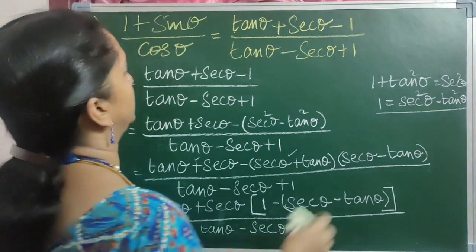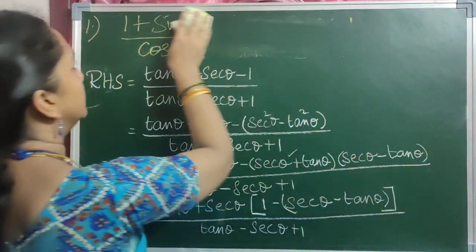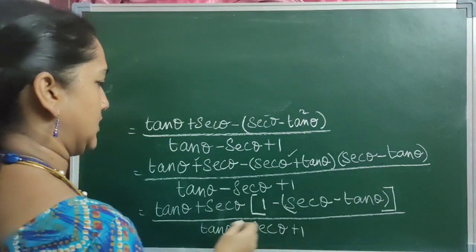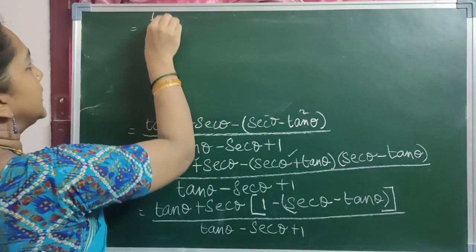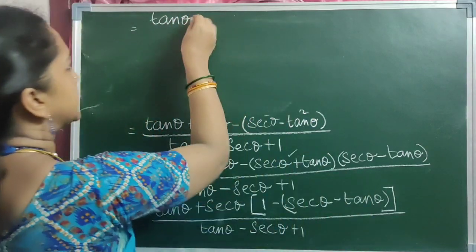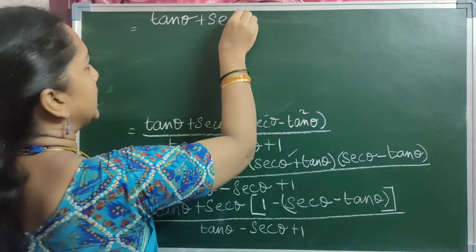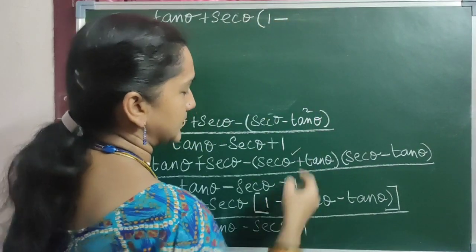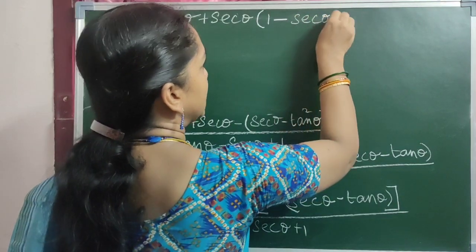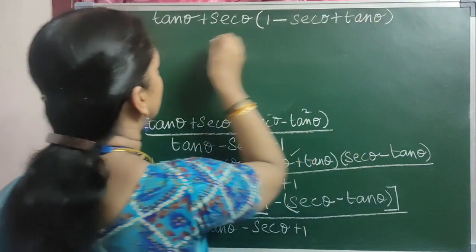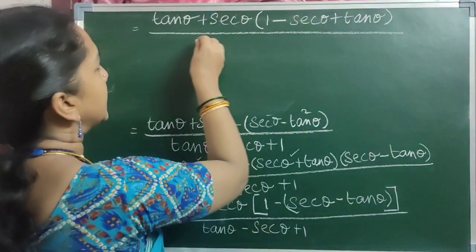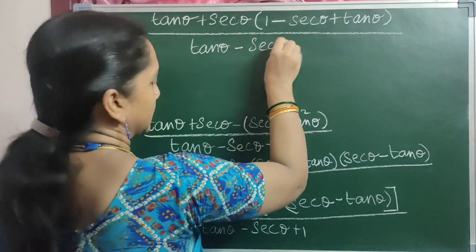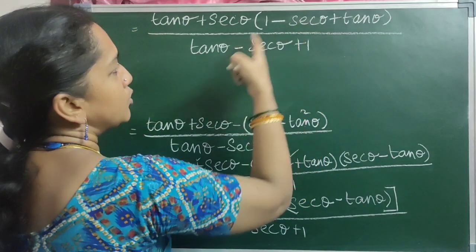Okay, now the balance is tan theta. I am bringing this minus inside. So (tan theta plus secant theta) into (1 minus this minus, so minus secant theta plus tan theta) by (tan theta minus secant theta plus 1). So both these are same.